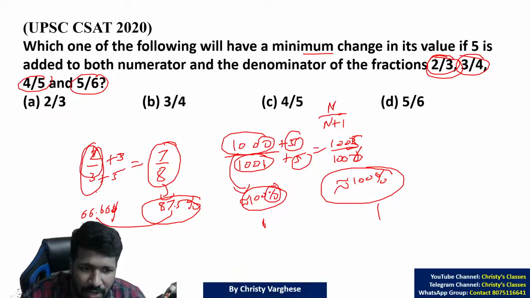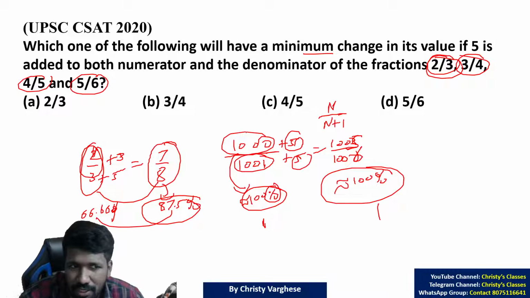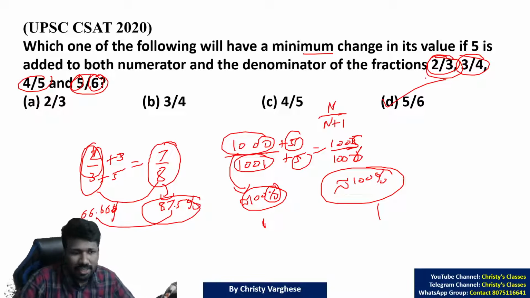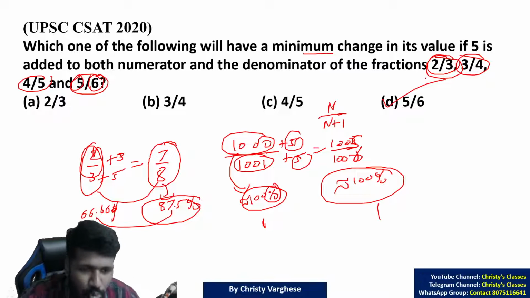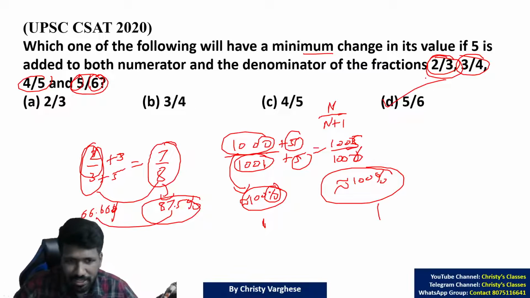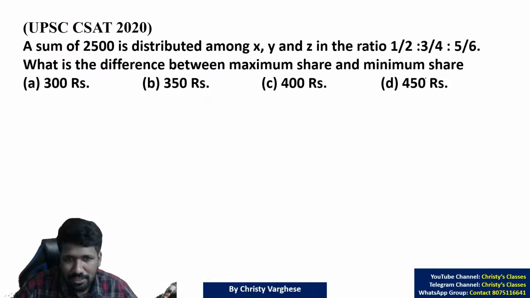Smaller the number, the difference will be larger. Are you getting this point? That is enough to say that the minimal change will be for the largest numbers. 5 and 6 are the largest numbers here. So option D is the answer. That is a shortcut way of doing it. For that you should have the idea of percentage and fraction I taught you last class.